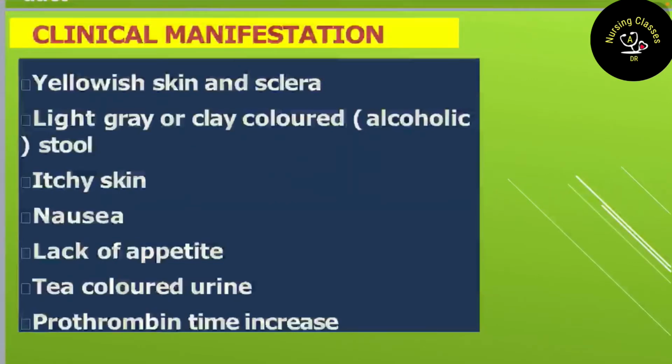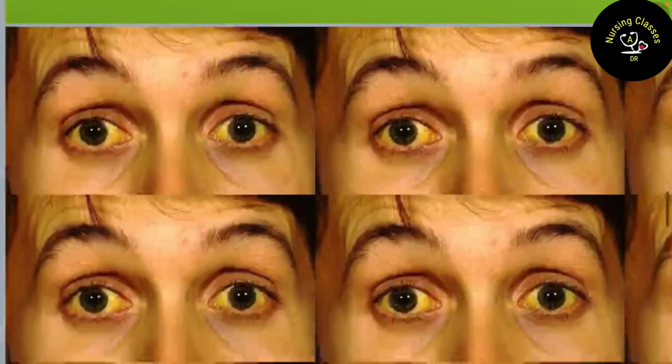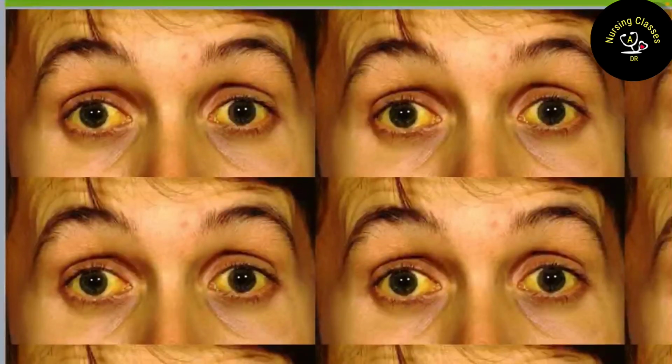Yellowish skin and sclera, light gray or clay colored stool, itchy skin, nausea, lack of appetite, tea colored urine, prothrombin time increases. Then showing the eye color.